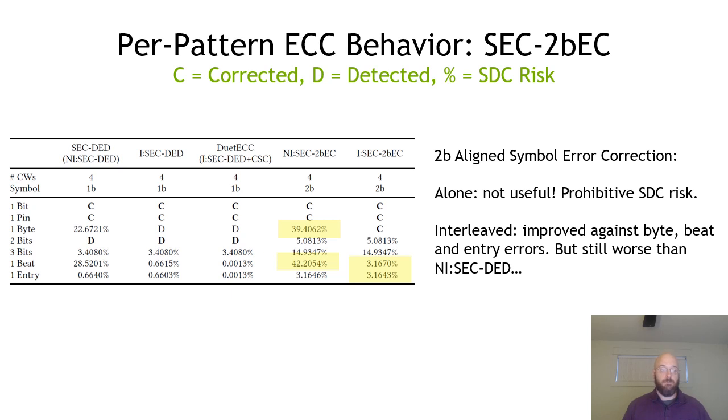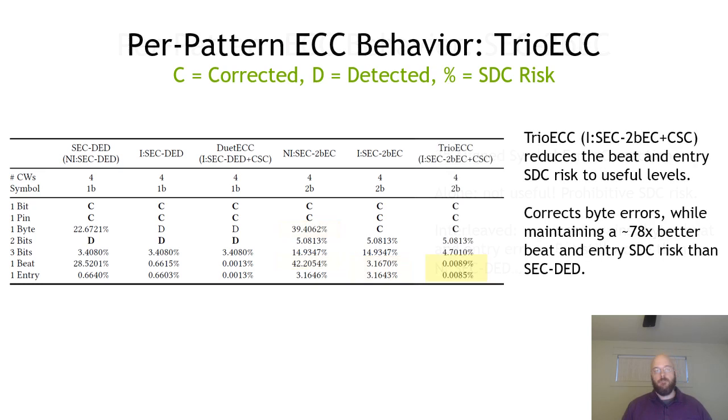The 2-bit symbol error correcting ECC alone has poor performance with prohibitively high SDC risk. The SDC risk of this scheme is even higher than that of the SEC-DED baseline. However, it is the complementary combination of all 3 optimizations that makes Trio ECC attractive. Interleaving and the correction sanity check cancel out most of the SDC risk from 2-bit symbol error correction, leading to a scheme that can correct byte errors while maintaining a 78 times better beat and whole entry SDC risk than a SEC-DED ECC.